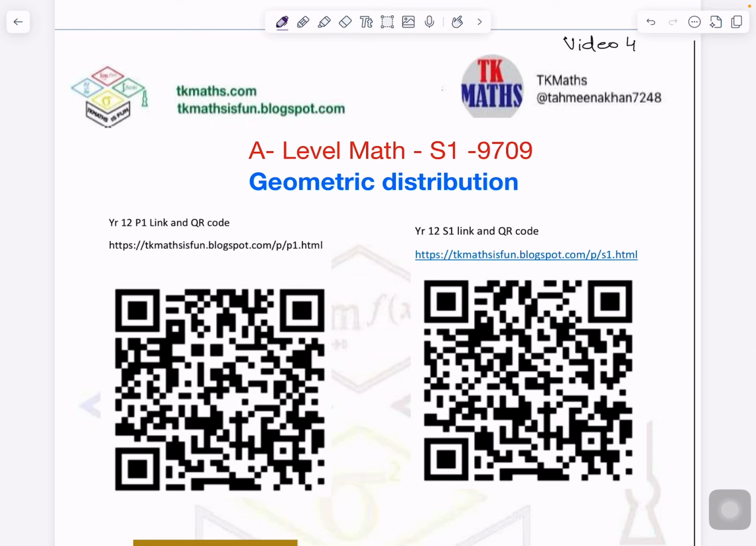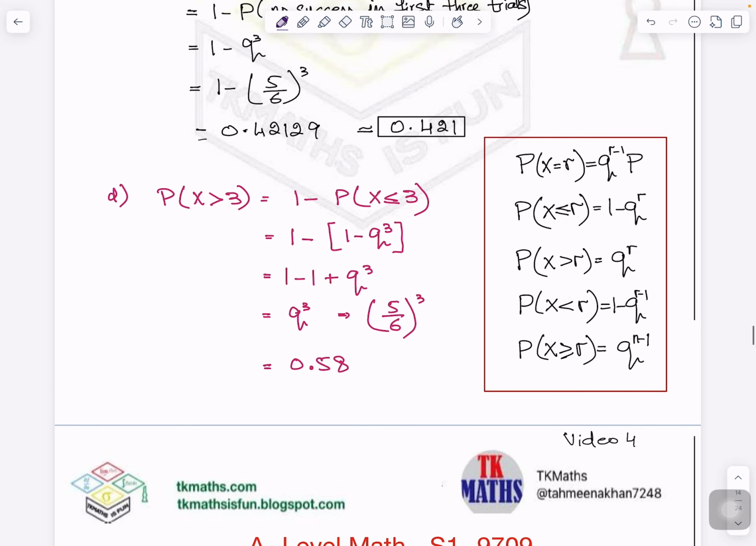In today's video, which is video number 4 on geometric distribution, which is part of the syllabus of A-level mathematics S1, the code is 9709. In the previous video, we have seen the 5 rules and its application. And in the first two videos, we have seen the reason behind it, how they are equivalent to these, right?